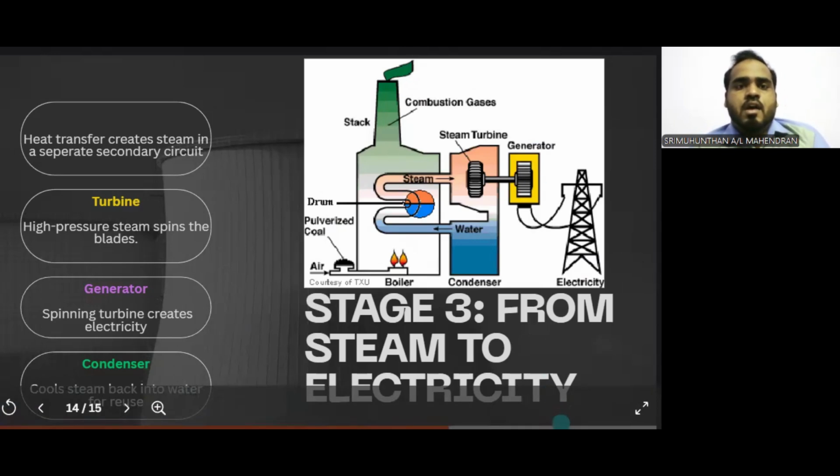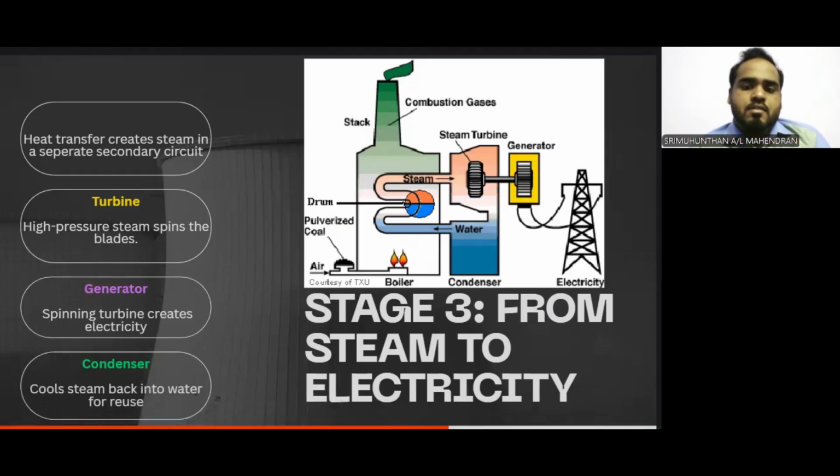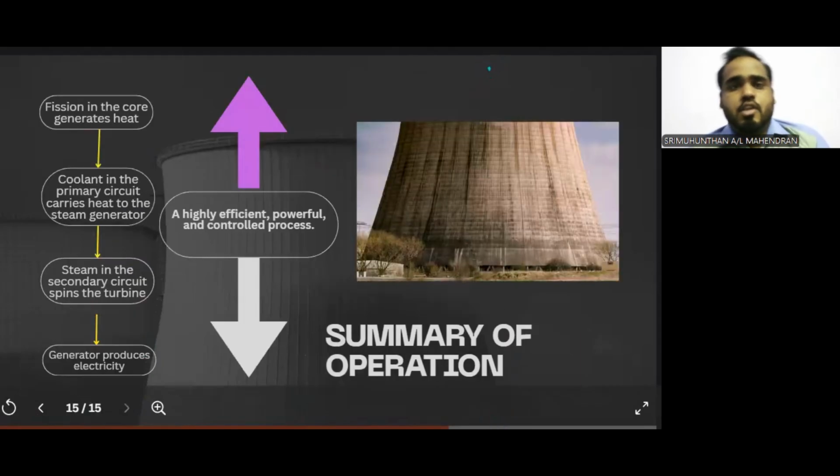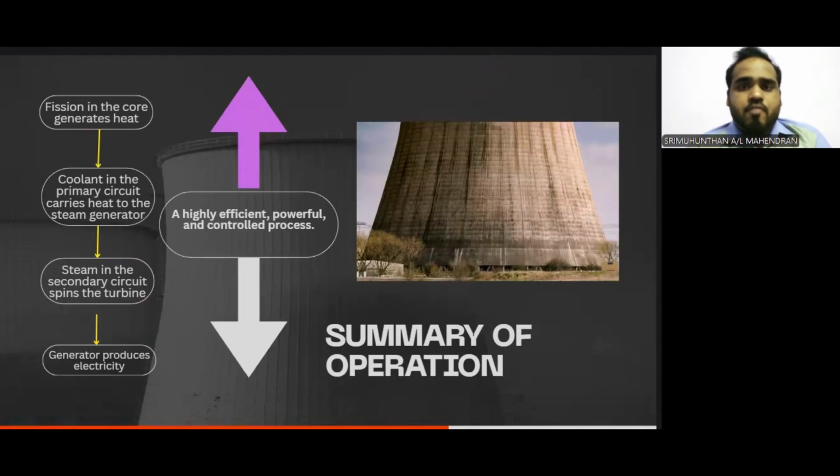Now, to bring it all together, the nuclear power cycle is one of the most important things in engineering. It starts with fission in the core, generating a huge amount of heat, and then the heat is carried by a coolant to create steam, which drives a turbine and generator to produce the electricity we use. Finally, we can say it's a highly efficient, powerful, and precisely controlled method of generating clean electricity. That's all from my part.